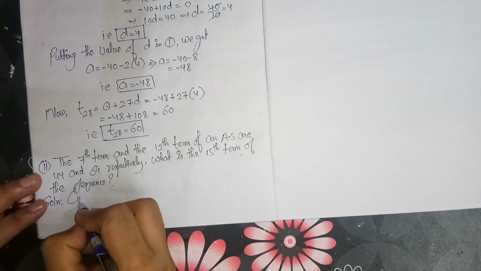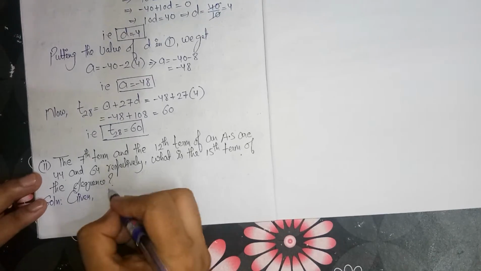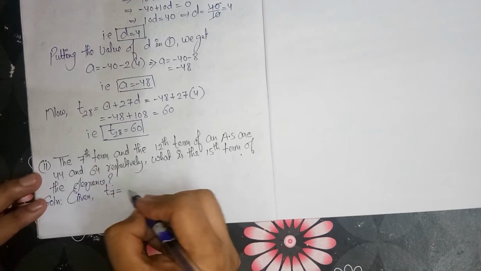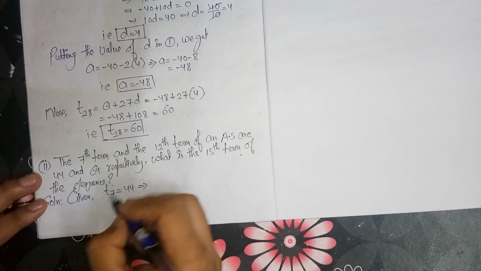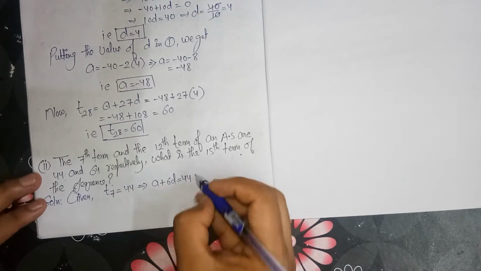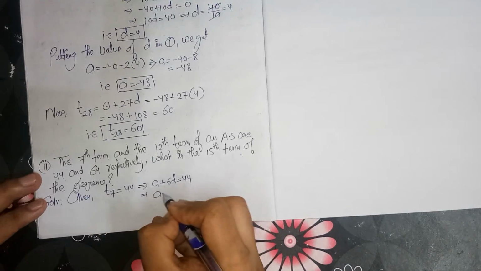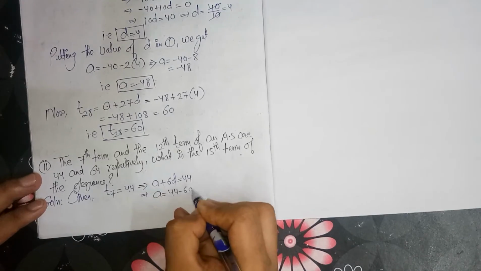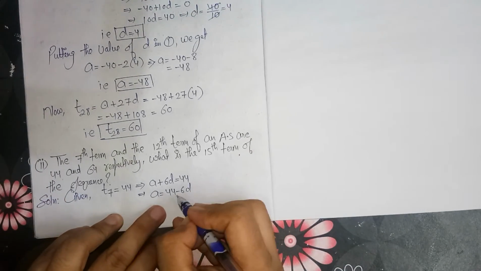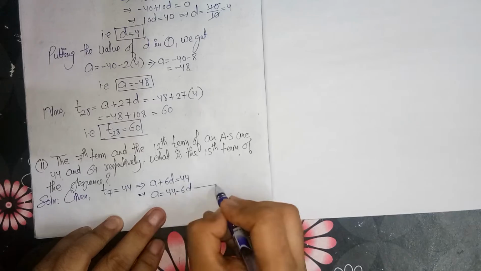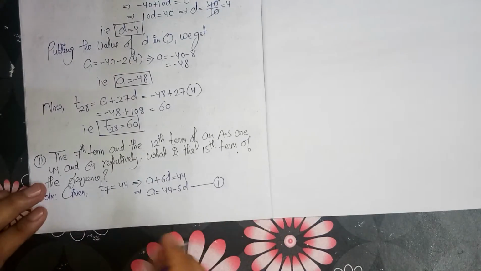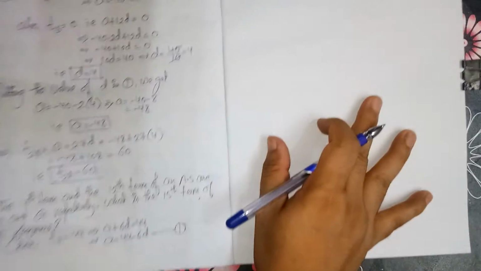This is given, t7 is equals to 44, implies in place of t7 we can write a plus 6d equals to 44, which implies a is equals to 44 minus 6d, right? The value of a is equals to 44 minus 6d, so let it be equation 1. Similarly we have, okay, just let's write it over here.